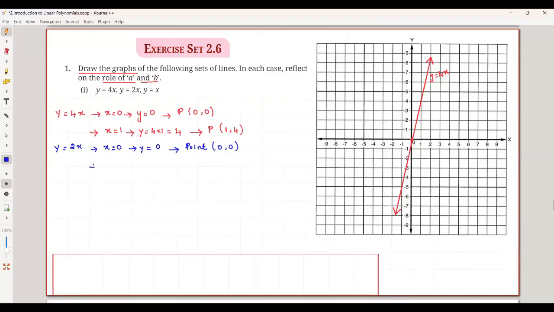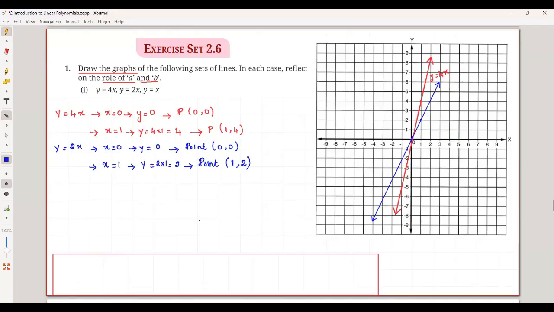Next, I'm choosing x is equal to 1. If x is equal to 1, what is the y value? y is equal to 2 into 1, which is nothing but 2. Therefore, if you are choosing x is equal to 1, y is equal to 2 is coming. So I can plot the point 0, 0. Next 1, 2. I'm getting the points like this. Now I can join the points, so I am getting the straight line like this. Okay, 2 points is over.